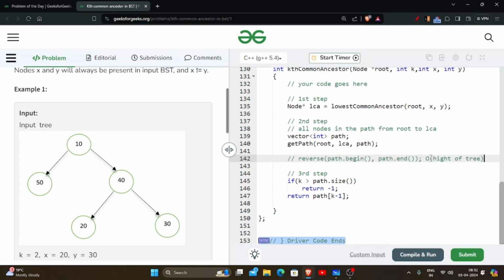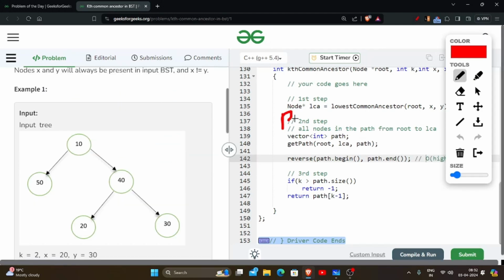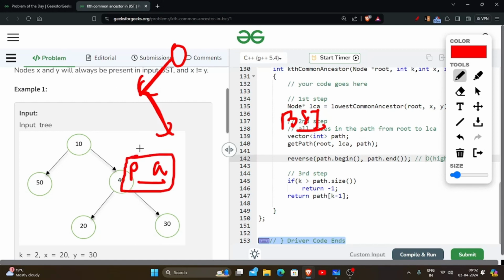So let's discuss the time and space complexity. Since we are doing a BST traversal, we know that we need to find P and Q. At each step, we are moving either left or right according to the values of P and Q. If they reside in the left subtree, we move left. If they reside in the right, we move right.